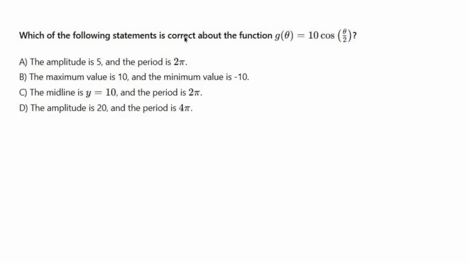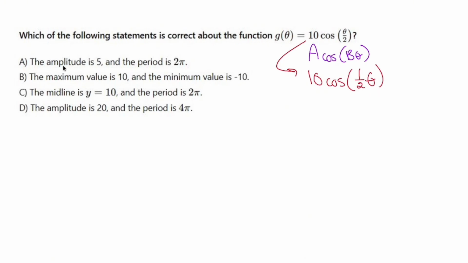Which of the following statements is correct about the function g of theta equals 10 cosine theta over 2? I want to compare this to a cosine b theta. Okay, I'm not worried about shifting left, right, or up or down, so I'm not worried about adding or subtracting anything outside or inside. This is what I'm dealing with. I also want to rewrite this to make it match up like that. So 10 cosine b, which is going to be 1/2 theta.